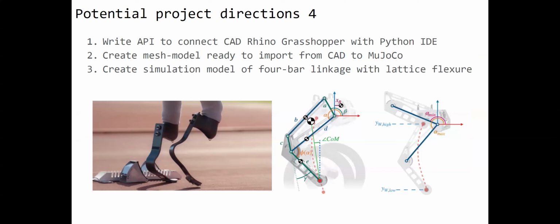First is to write an API which connects this CAD, Rhino Grasshopper, and Python, because we cannot right now control the design of the CAD in Rhino in real time by Python. We just use these pictograms from a visual programming language like LabVIEW for Lego Mindstorms. Maybe if you know, you know. And the idea is to write an API which connects these two worlds, the CAD design tool and the programming language.